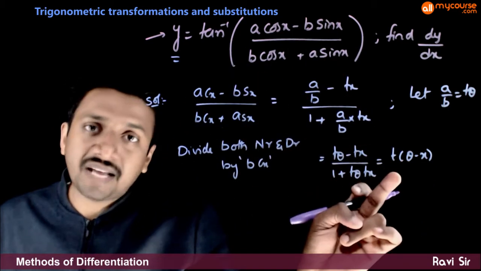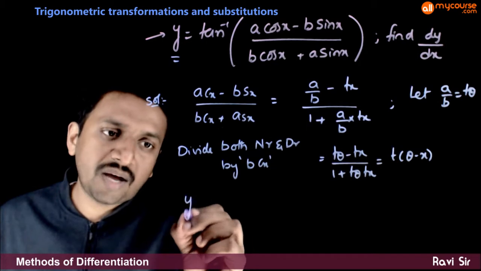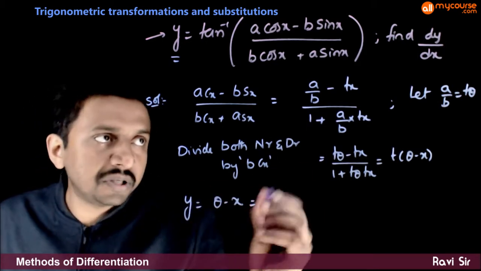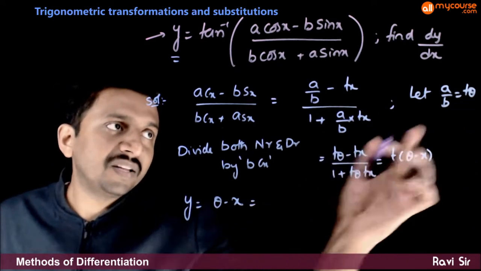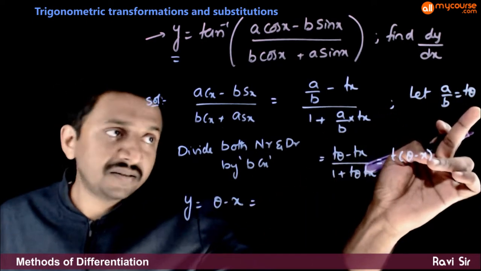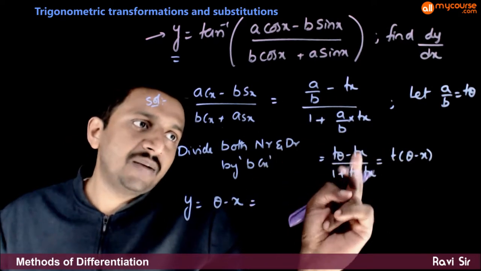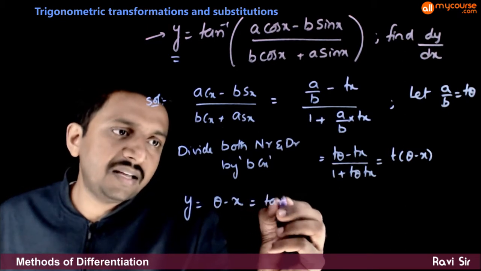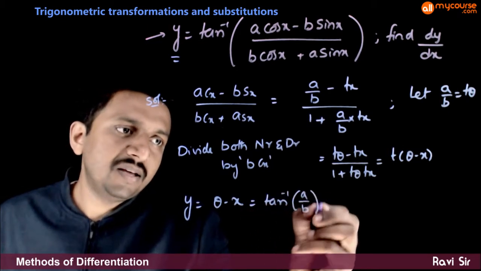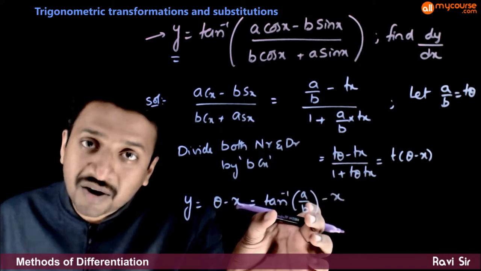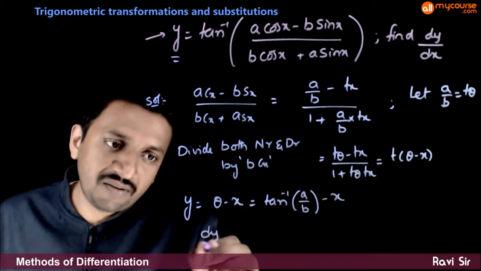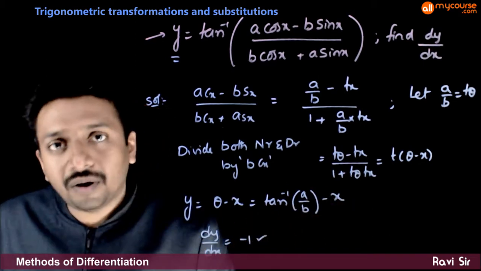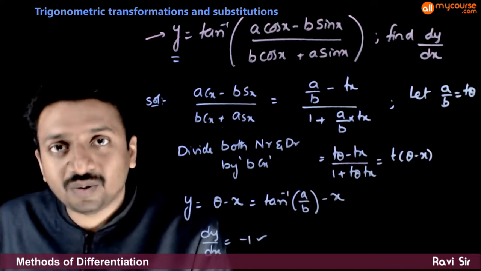So what is tan inverse of tan? These two get cancelled. So y is nothing but theta minus x. If you do the back substitution, since tan a minus tan b by 1 minus tan a tan b is tan of a minus b, theta is tan inverse of a by b. So y is tan inverse of a by b minus x. As you can see, this is a constant. So if you do the differentiation, dy by dx, you get 0 minus 1. So the value of dy by dx is always equal to minus 1.